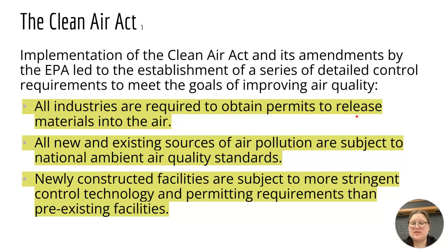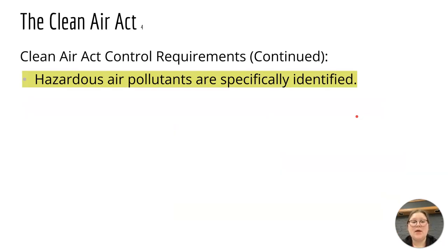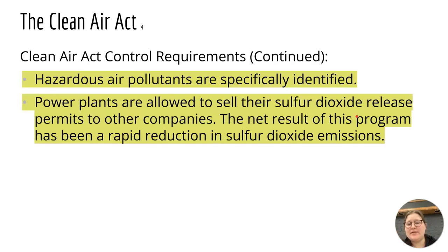And then newly constructed facilities are subject to more stringent control technology and permitting requirements than pre-existing ones, because those newer buildings, newer facilities have newer technology available to them. There are also hazardous air pollutants that are specifically identified, and then power plants are allowed to sell their sulfur dioxide release permits to other companies. The net result of this program has been a huge reduction in sulfur dioxide emissions.